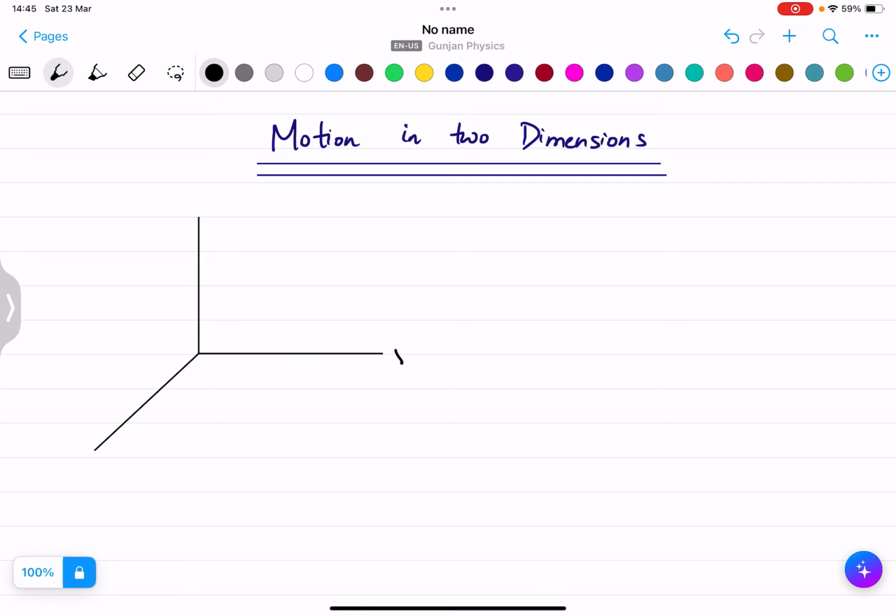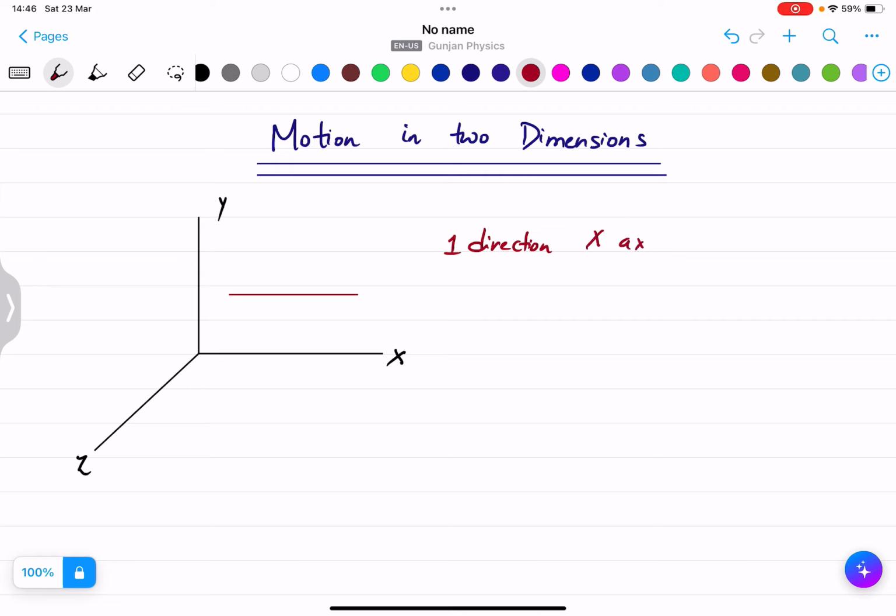So it is x-axis, y-axis and z-axis. Now if I'm moving in this direction like this, that means it is in one direction along x-axis, right? So this I can say it is motion in one direction, one dimension, right?